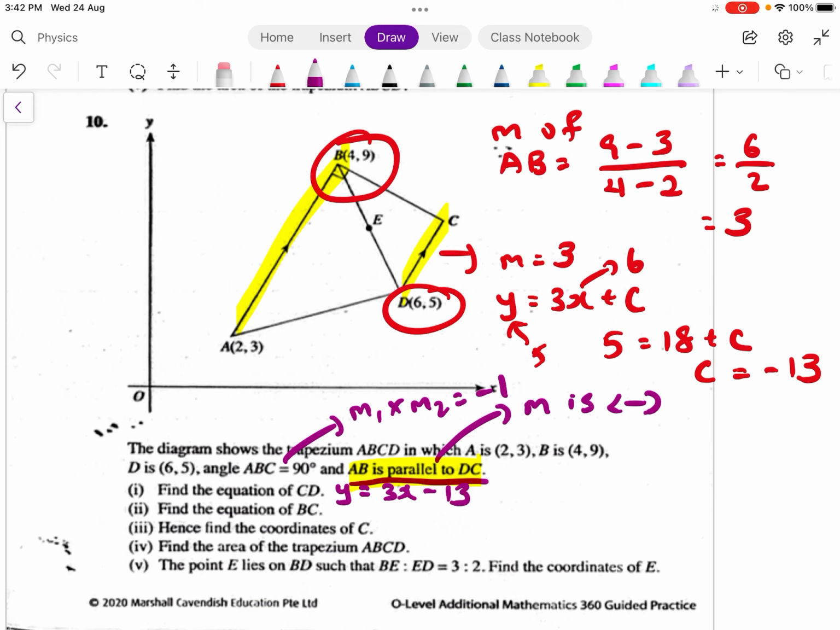Okay. So next will be find the equation of BC. If you look at BC, it's actually a 90 degree thingy, so I need to make use of this information already. Since I know that my gradient of CD is 3, hence the gradient of BC will be -1/3. So -1/3 is the gradient.